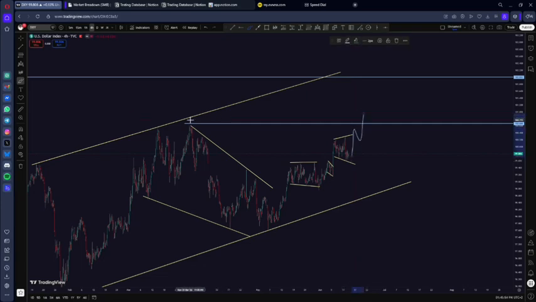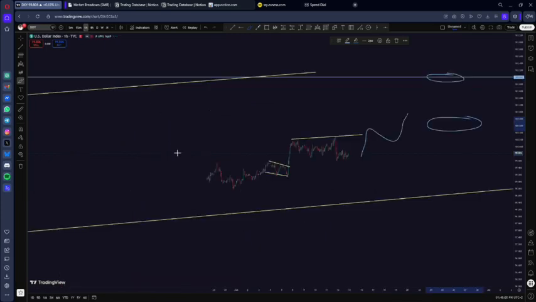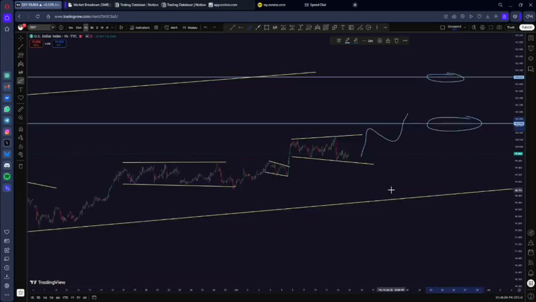We're just not sure whether price will come to test this area or it will come to test this one. So yeah guys, there isn't much to do here on the 1 hour time frame. So let's go on and check on the next pair then.